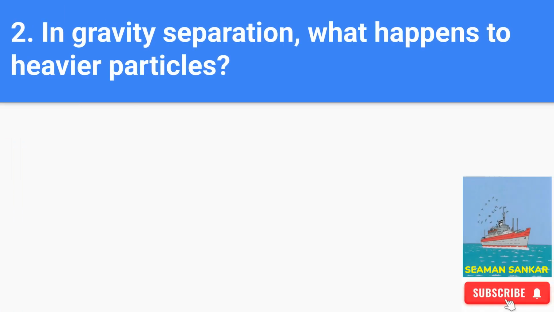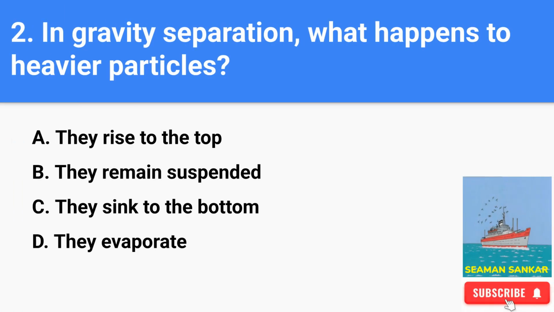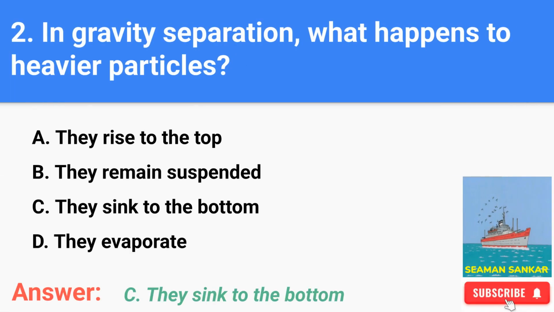Question 2. In gravity separation, what happens to heavier particles? A. They rise to the top. B. They remain suspended. C. They sink to the bottom. Or D. They evaporate. The answer is C. They sink to the bottom. Heavier particles settle due to gravity in this separation method.